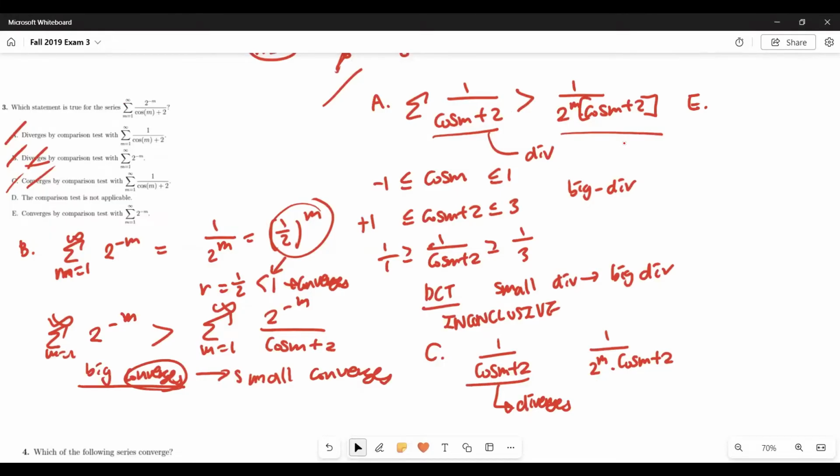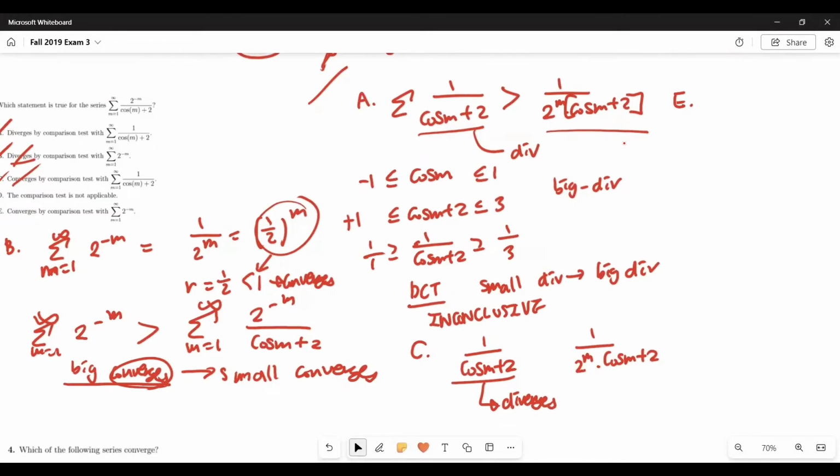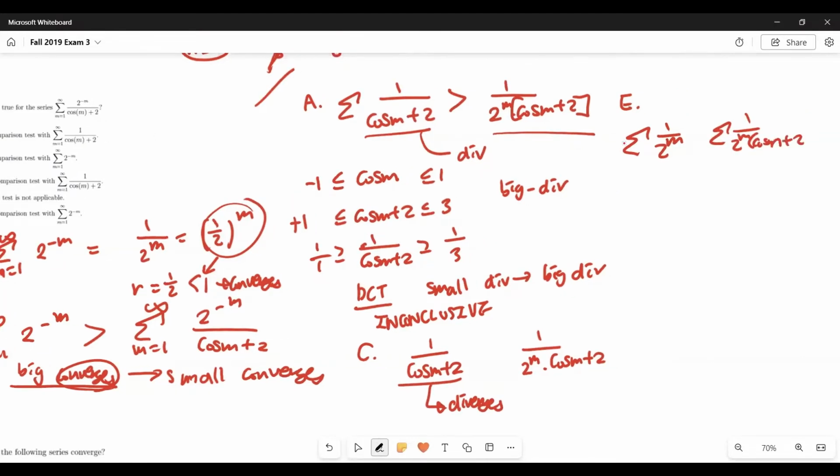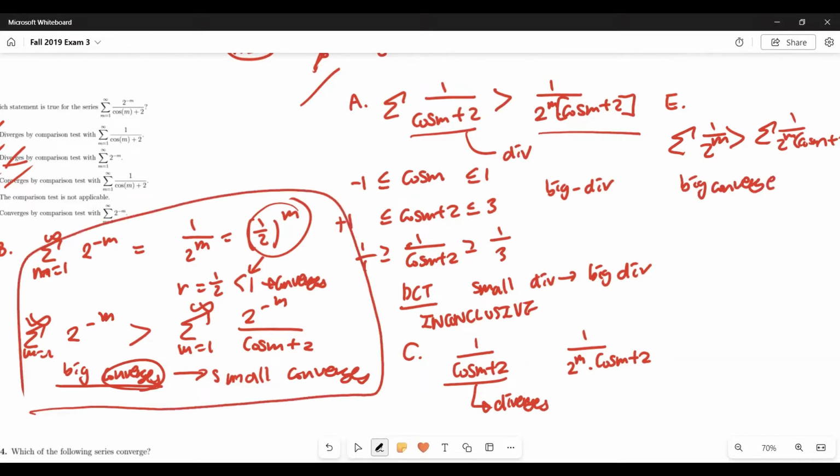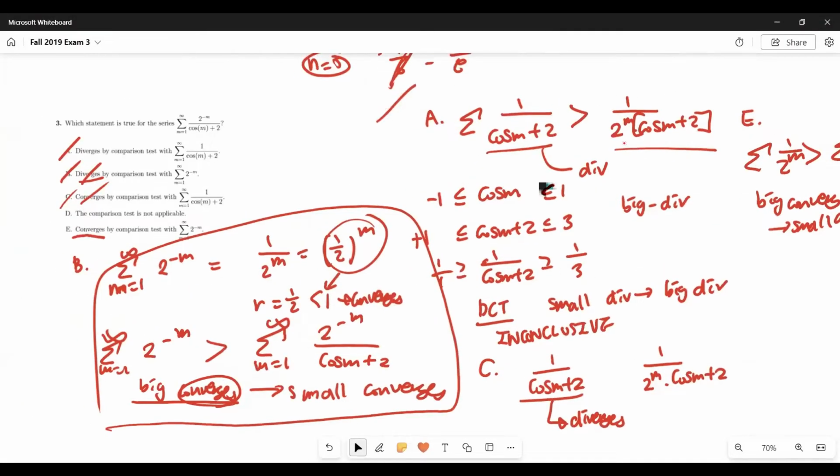So let's try E. So E is basically a similar one to B, right? 1 over 2 to the m, and then 1 over 2 to the m cosine m plus 2. And we said this one is bigger. So it says the bigger one converges, if you remember from B, right? The bigger one converges, so the small one also converges. So it is actually saying the right thing: converges by comparison test.